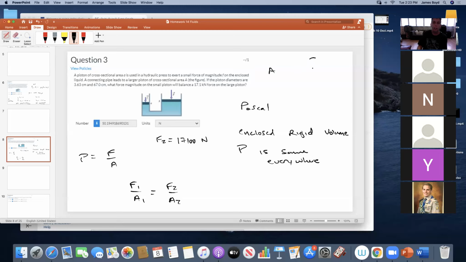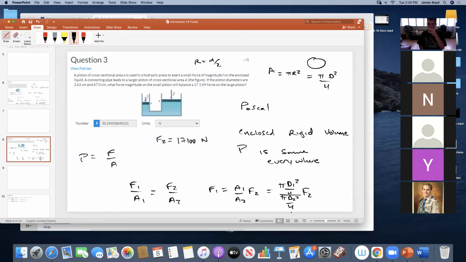Now the area is going to be a circle with the given diameter. Area of a disk is pi r squared. Since r is equal to half of d, this is pi d squared over 4. So r becomes d over 2, square it, you get d squared over 4. To find F1, it is simply A1 over A2 times F2. A1 and A2 are pi D1 squared over 4 over pi D2 squared over 4, times F2. The pi over 4 cancels. D1, remember that you're in centimeters. You can leave them in centimeters, though.